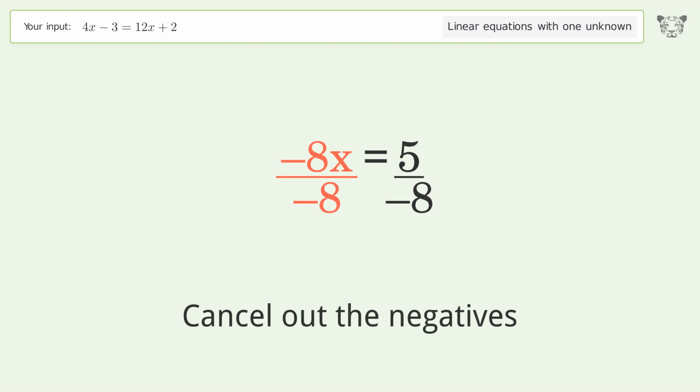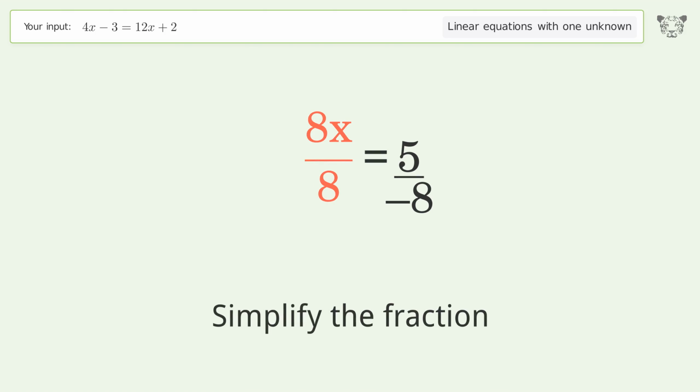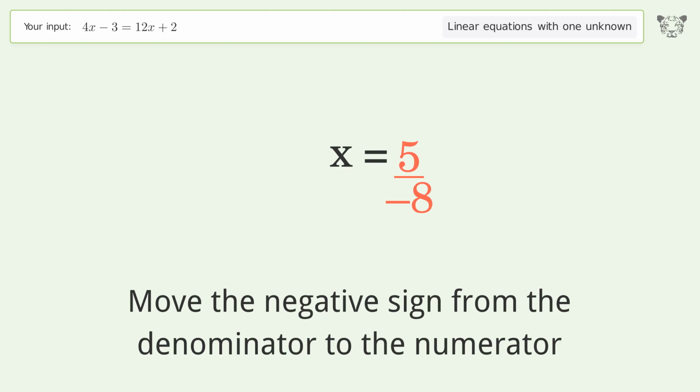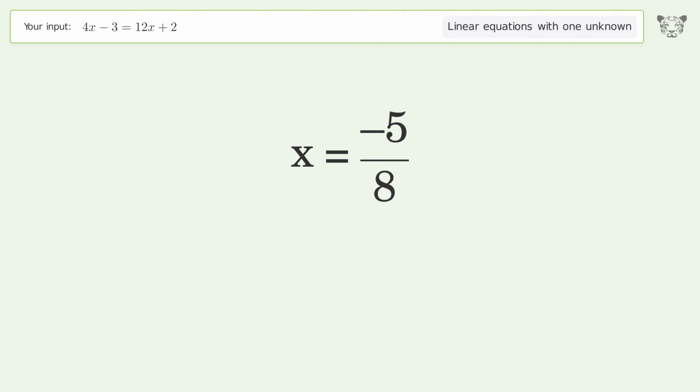Cancel out the negatives. Simplify the fraction. Move the negative sign from the denominator to the numerator. And so the final result is x equals -5/8.